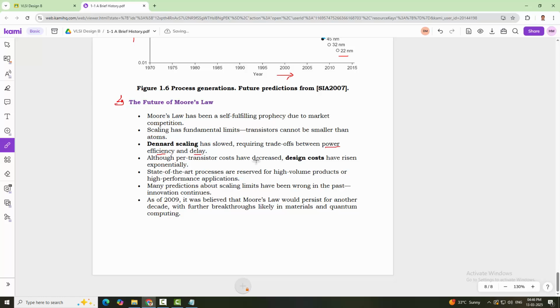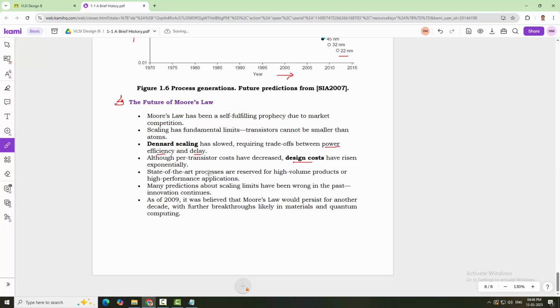Although per transistor costs have decreased, today the cost per transistor is almost nothing. It has been reduced to a few pico-dollars. But the design costs have increased exponentially. That is again a challenge.